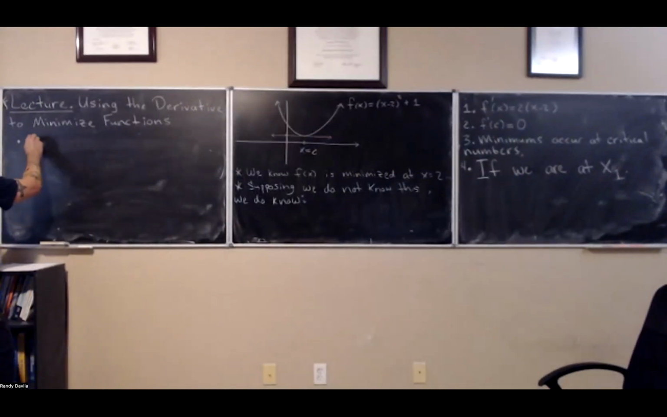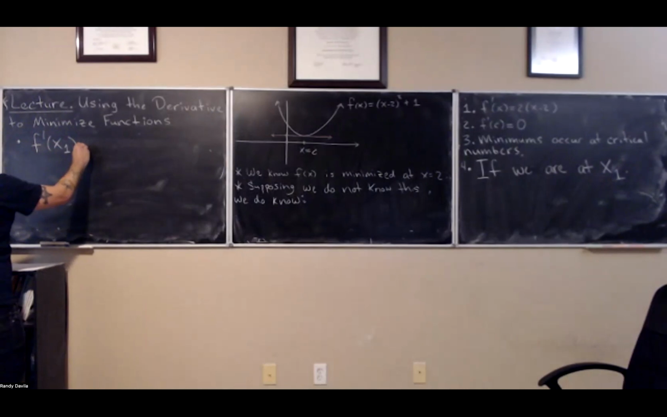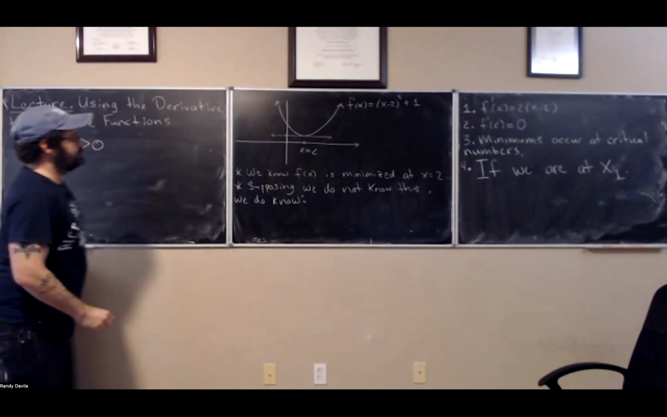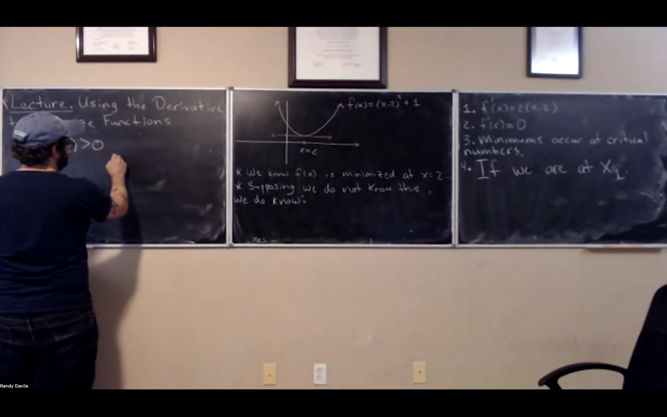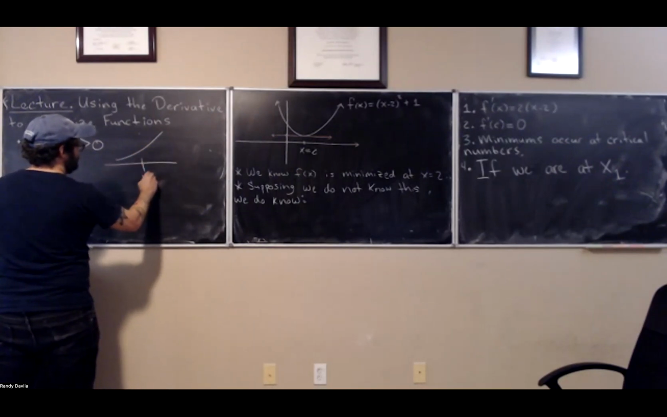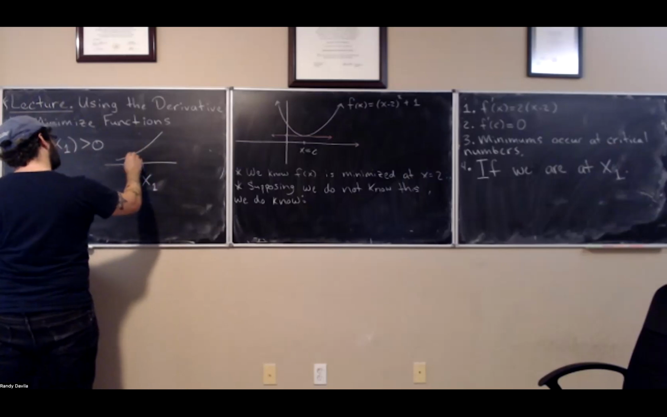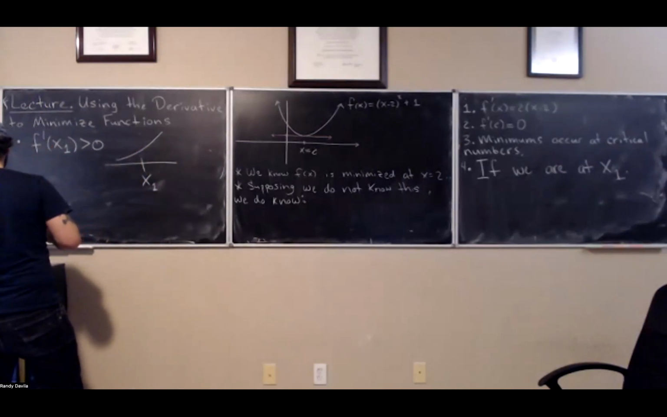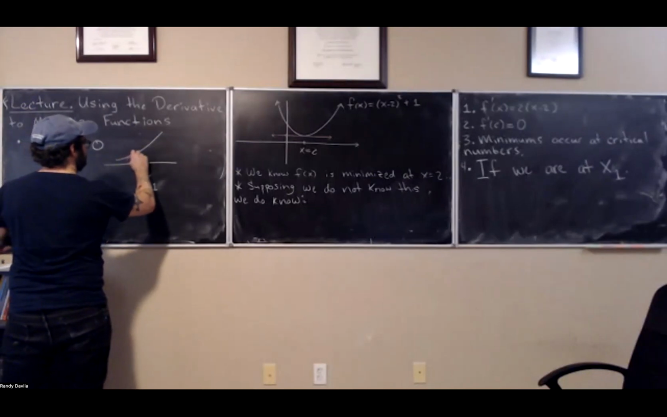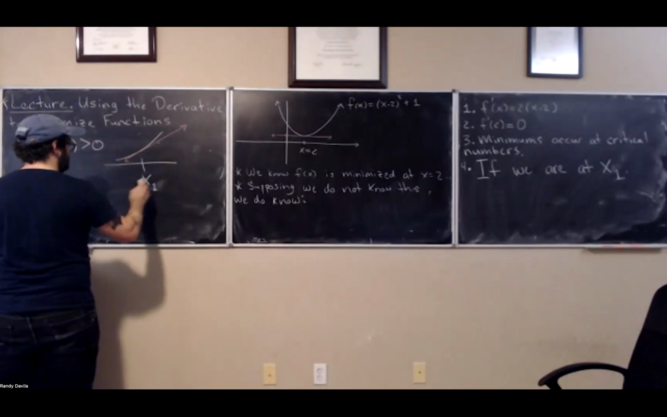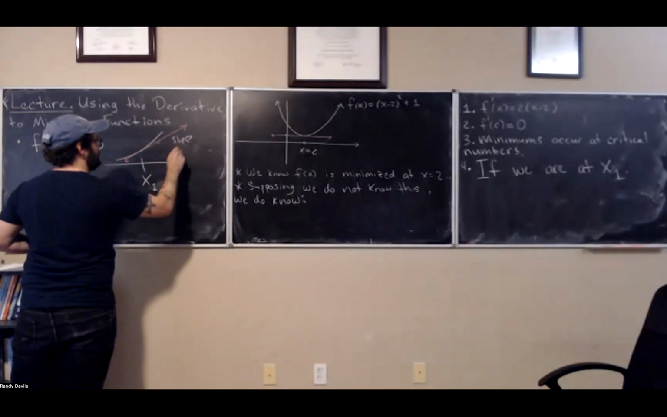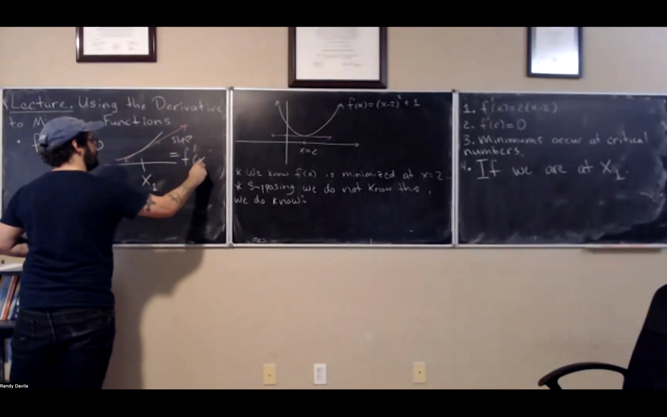Okay, what is the first thing? Well, if the derivative of the function at x1 is greater than 0, so like we're on the curve somewhere, and here's x1, and then here is the tangent line right there. So this line here has slope equal to f prime of x1.